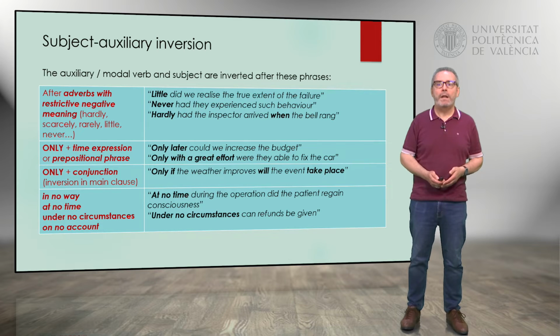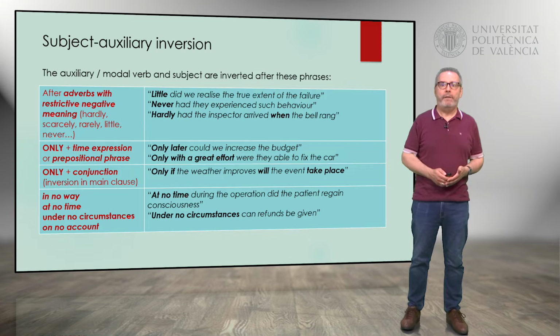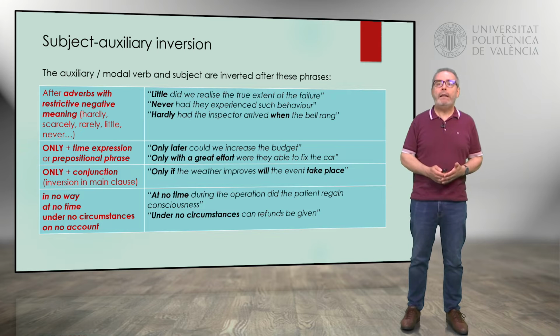Here we have inversions. Only is also part of several structures for inversion. It can be followed by time expressions or prepositional phrases. Only later could we increase the budget, or only with a great effort were they able to fix the car. And it can also be followed by a conjunction. Then we have the inversion in the main clause. Here in the example we can see it. Only if the weather improves will the event take place.